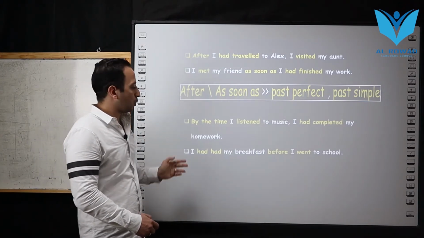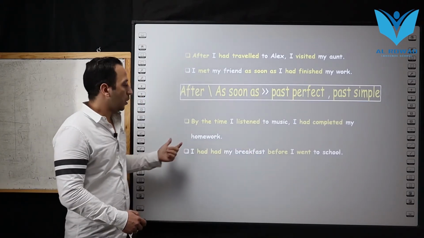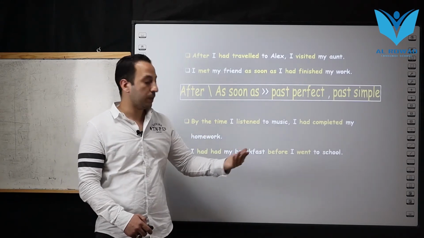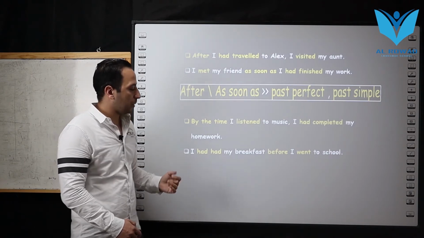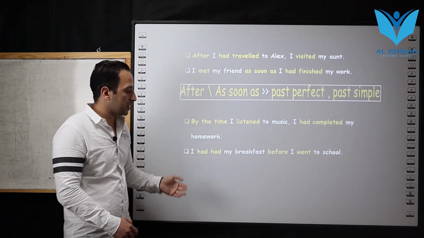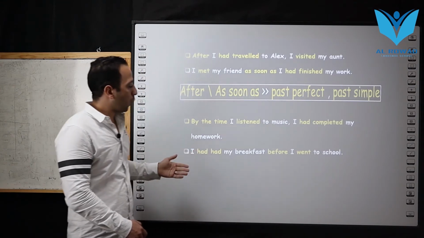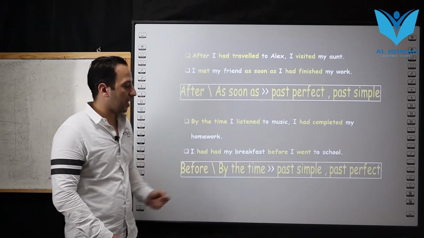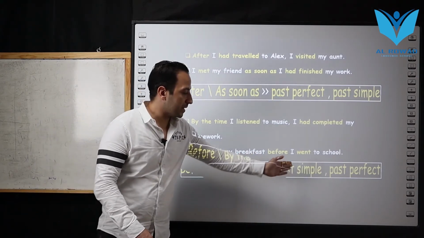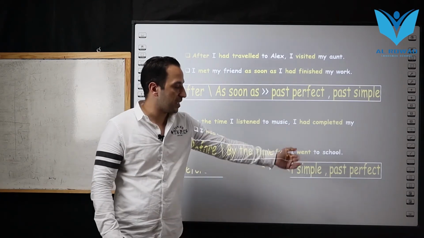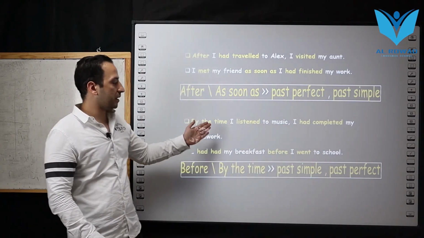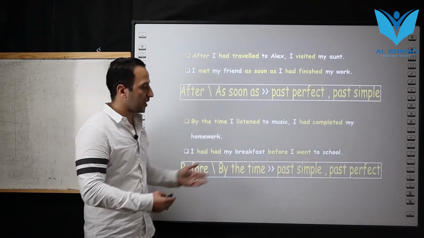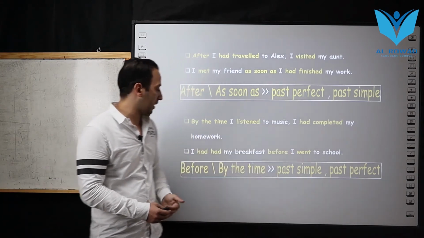Look at these examples. "By the time" and "before". Look and focus. By the time I listened to music, I had completed my homework. I had eaten my breakfast before I went to school. So when can I use "by the time" and "before"? After them, you have to put the past simple, and the other sentence will be in the past perfect. Like for example, again, "by the time". After "by the time", I used what? Past simple. I listened to music. And the other tense will be in the past perfect. I had completed my homework.